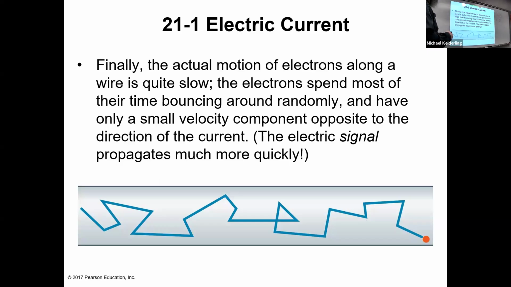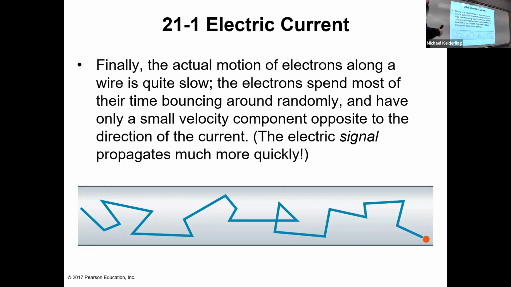So the actual movement of electrons along a wire is not very fast. What we're looking at is sort of the average flow. Electrons spend most of their time bouncing around randomly and have only a relatively small velocity component opposite the direction of the current. But the signal propagates much faster. Electric signals propagate at a good fraction of the speed of light, like a third or something like that. But the electrons in question don't necessarily move anywhere near that fast. They just push on the next electrons down the wire.